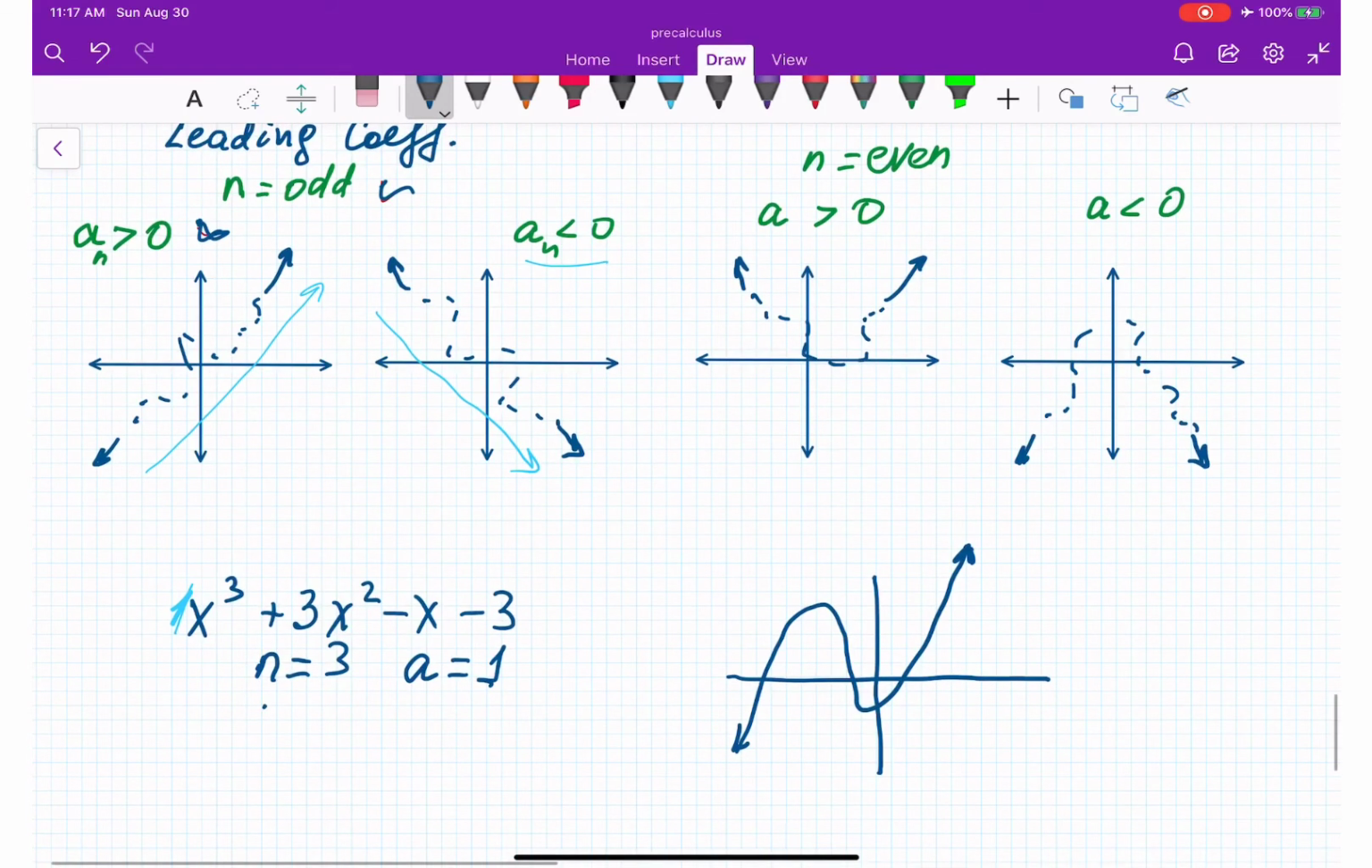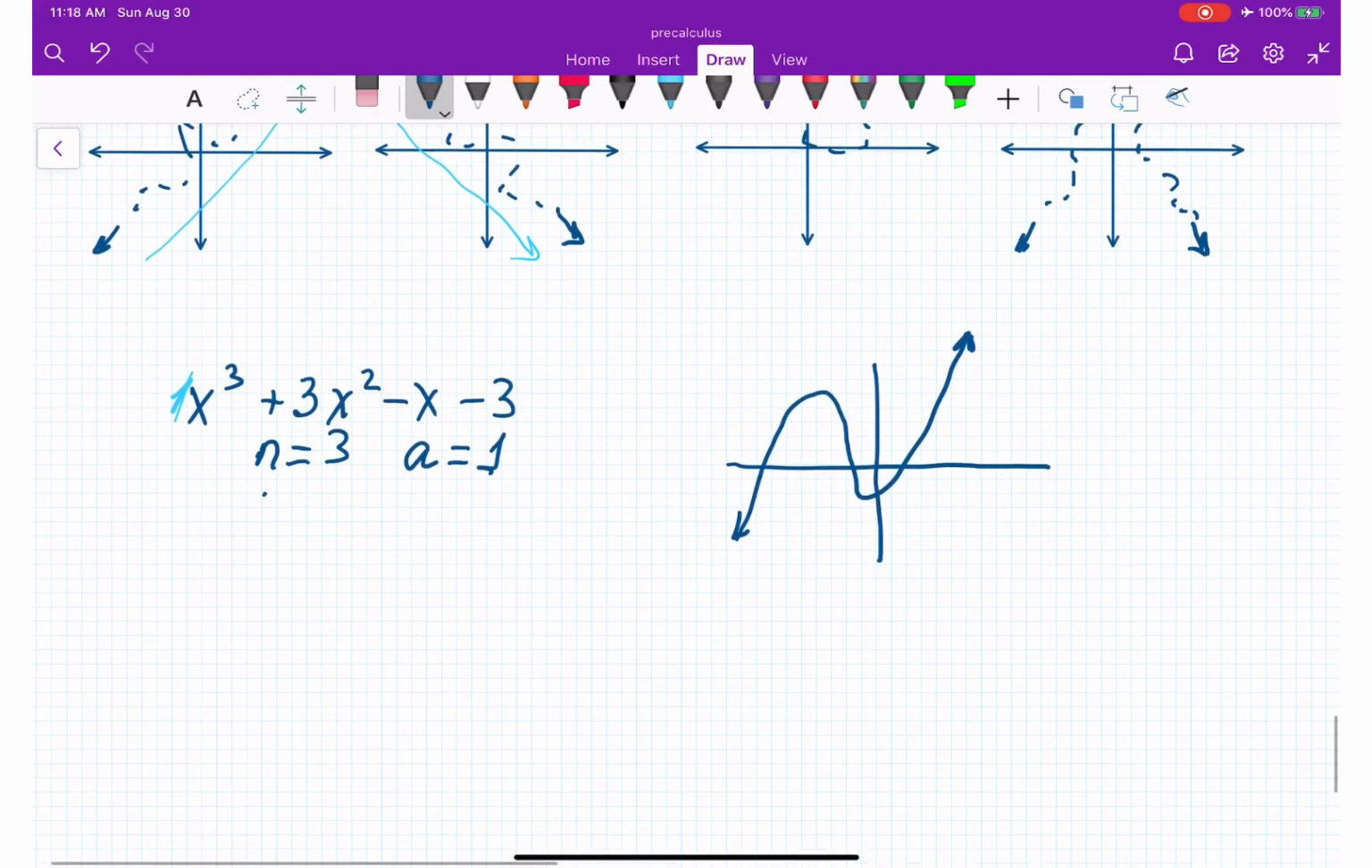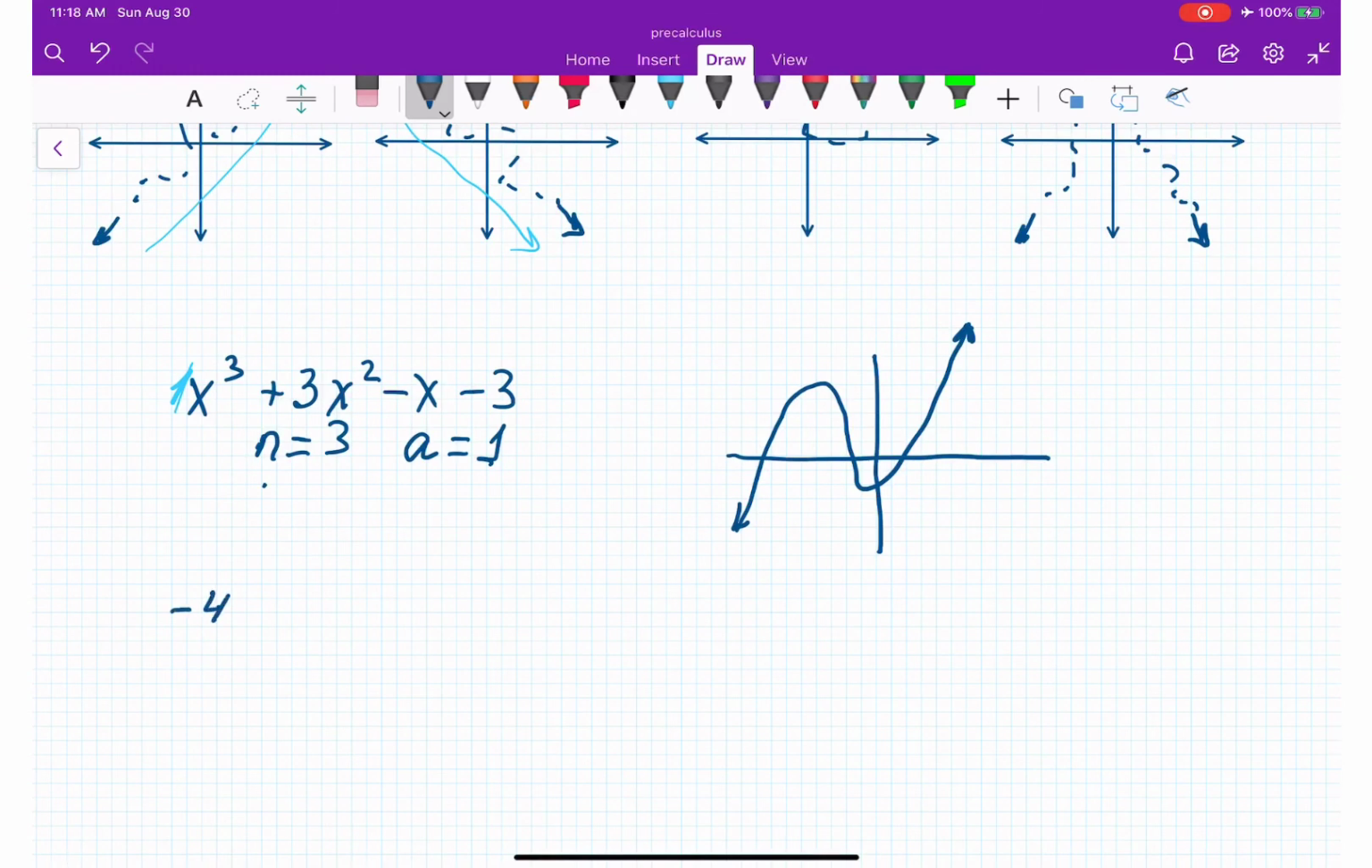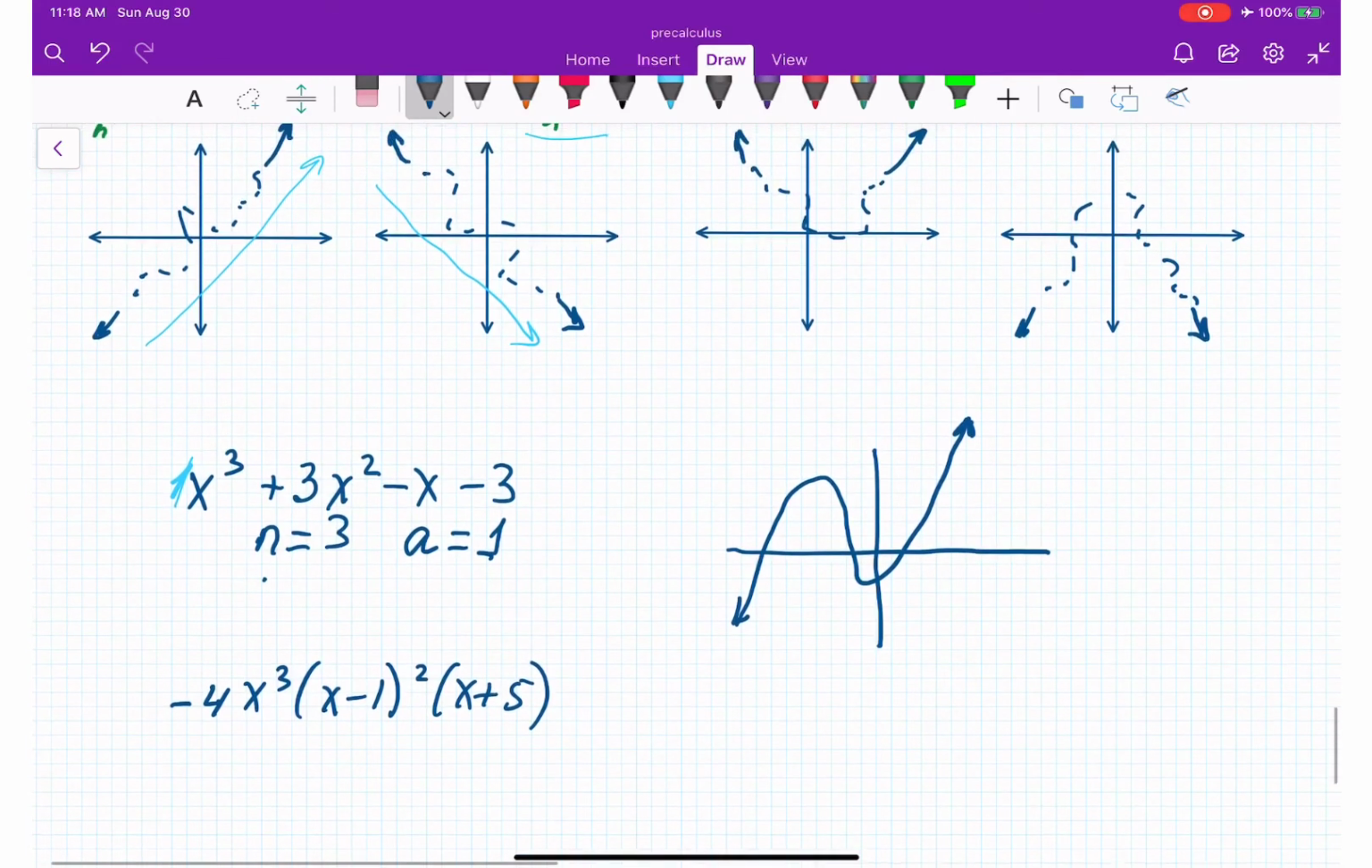The second one, let me clean this so as not to make a mess. Second one, let's do negative 4x cubed, let's say, times x minus 1 squared, times x plus 5. Right now we are taking from the graphing calculator, but once I finish covering every single element of the polynomial function, then we will build that polynomial function ourselves, okay? But as of now, let's figure it out.